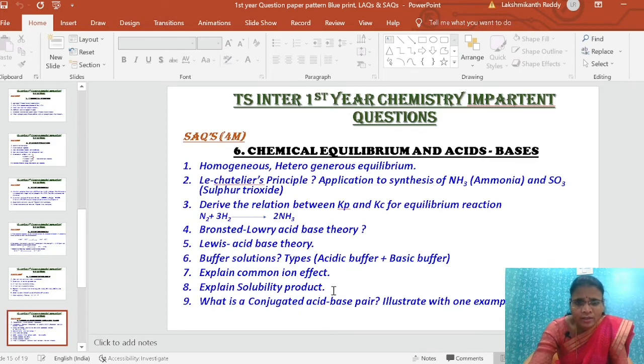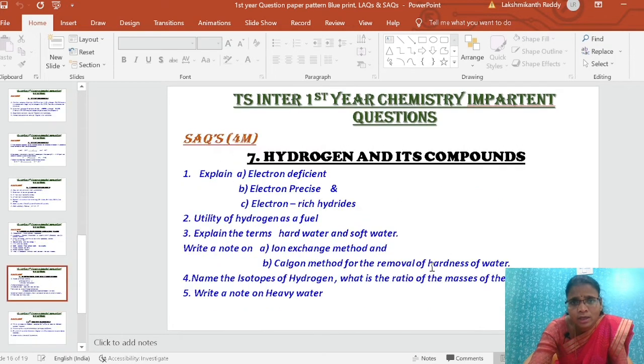Then explain common ion effect and explain solubility product. So then what is a conjugate acid base pair? Explain with example. Illustrate with one example. Okay, these are important from chemical equilibrium.